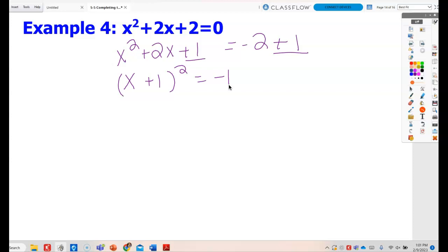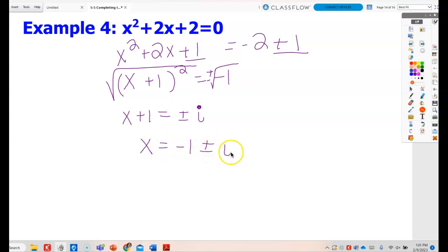So again, that complex number is going to come into play. That negative is going to become an i. And you're going to subtract it over. So square root both sides. Put your plus or minus when you take your square root. Change the negative to an i. Subtract. Get your complex number solution from completing the square.